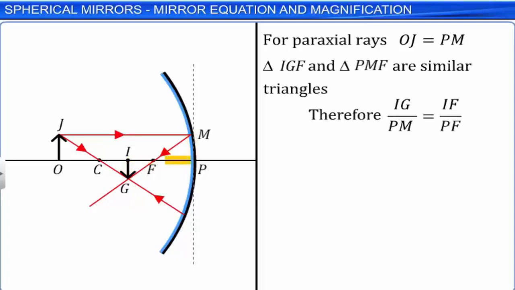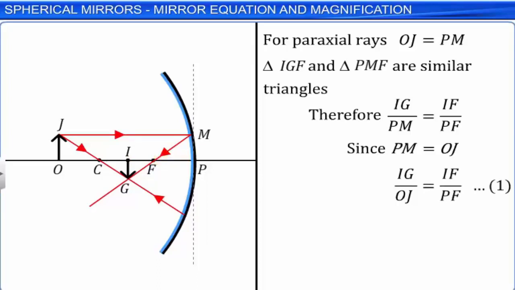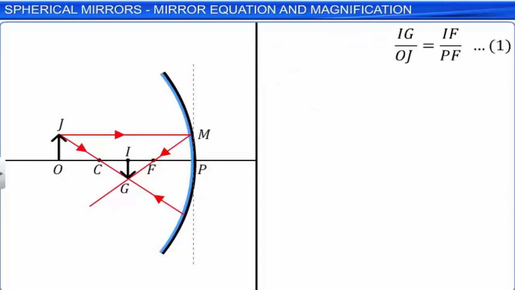Since PM is equal to OJ, this can also be written as IG by OJ is equal to IF by PF. Let this be equation 1. Now, observe the two triangles OJC and IGC. Since they are also similar triangles, we can write IG by OJ is equal to IC by CO. Let this be equation 2. From equations 1 and 2, we can write IC by CO is equal to IF by PF. Let this be equation 3.